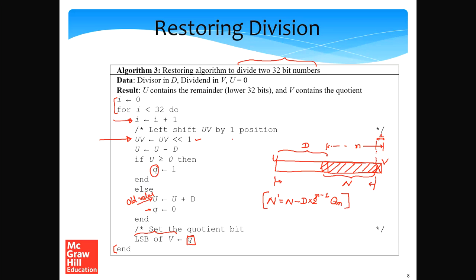So this is exactly what we are doing, that we have computed the new dividend, and the way we have done that is via this particular hardware mechanism. But in a sense, what is being computed inside is the old dividend minus the divisor multiplied with 2 raised to the power n minus 1 times Qn, where we are assuming that the quotient bit is 1. So this is just a hardware implementation of the algorithm that we have described.